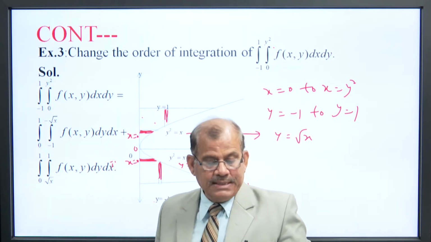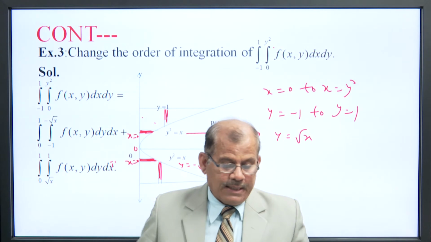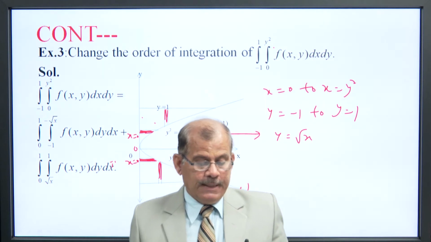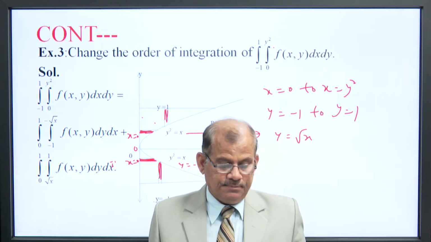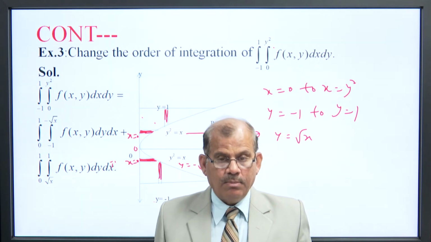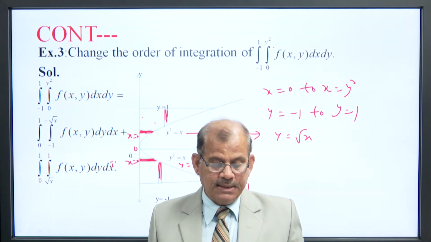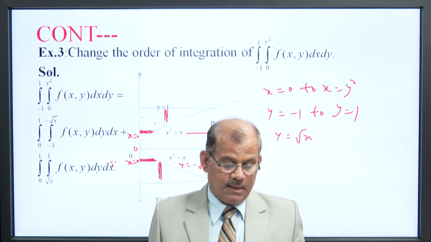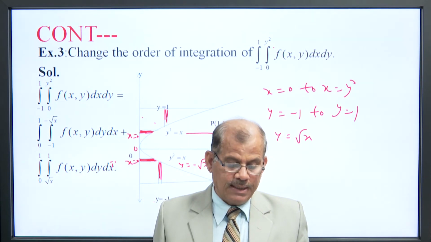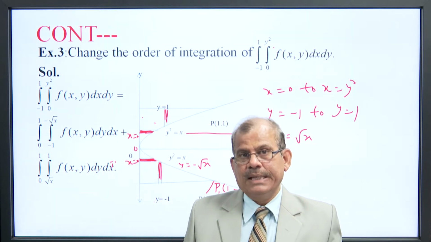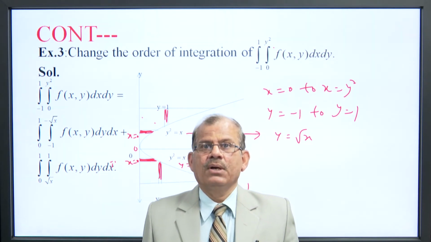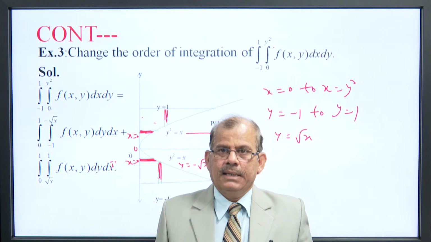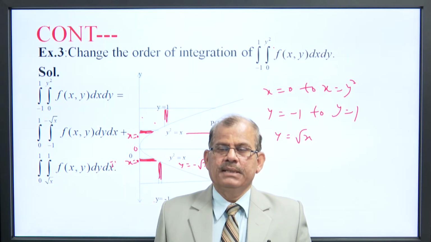After changing the order of integration, the integral over -1 to 1, 0 to y square of f(x,y) dx dy is equal to the integral over 0 to 1, -1 to minus root x of f(x,y) dy dx, plus the integral over 0 to 1, root x to 1 of f(x,y) dy dx. This is the change of order of integration of the given integral.